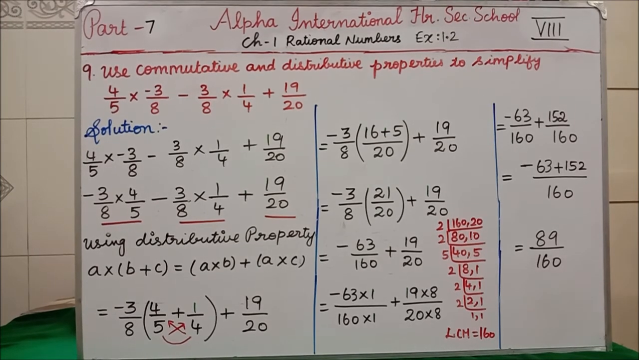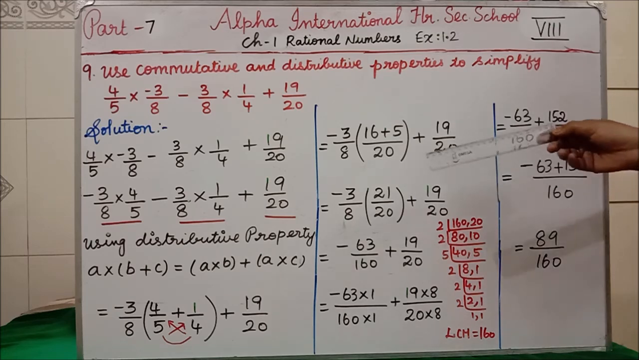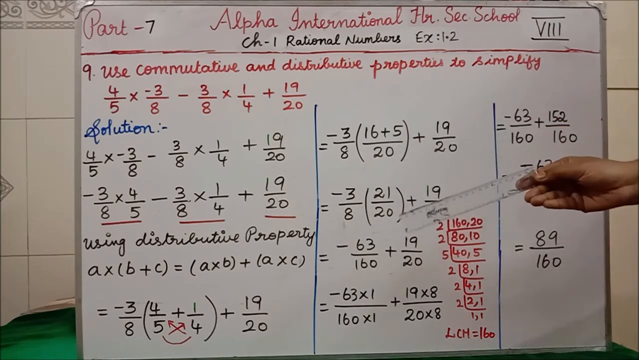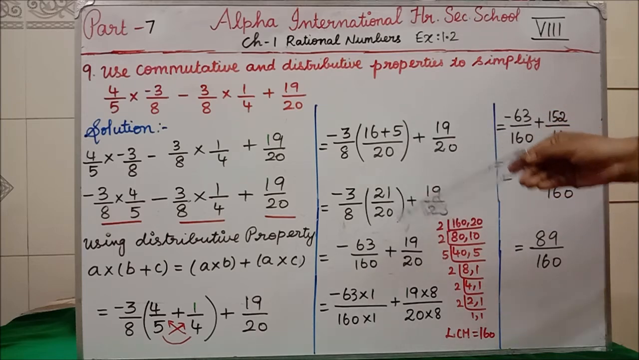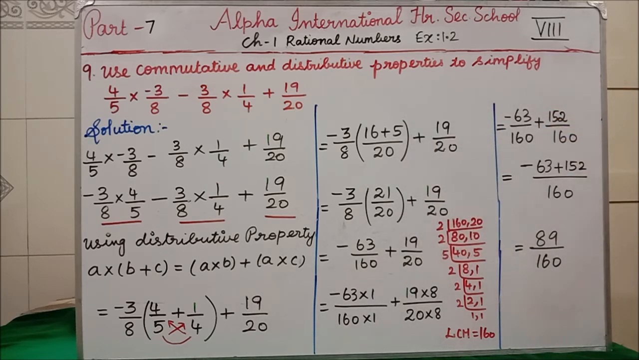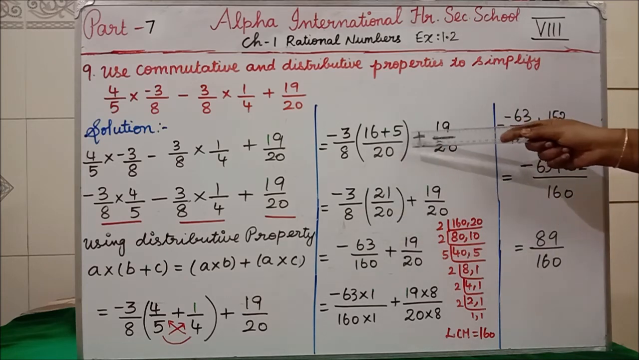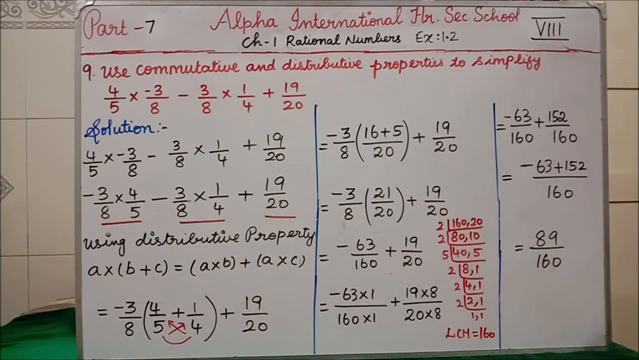See students, I have done the cross multiplication. Minus 3 by 8 you have to write as such. 4 4s are 16, 5 1s are 5, divided by 5 4s are 20. Cross multiplication I have told you many times, from right to left, left to right, then the denominators you have to multiply and write. Then the last term is plus 19 divided by 20.